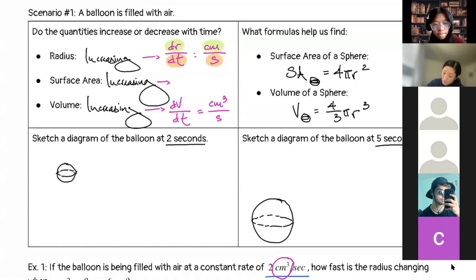Centimeters squared per second. Good. So we might say the change in surface area over the change in time might be centimeters squared per second.